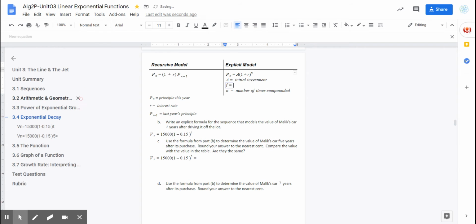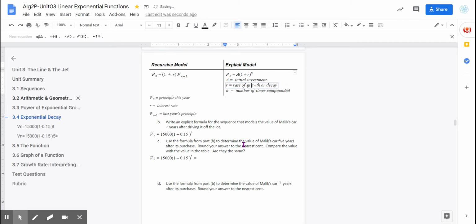R equals interest rate. Now, this could also be the depreciation rate, or the rate at which something decays, like rate of growth or decay. Now, if it's decay, it's negative. If it's growth, the rate will be positive.